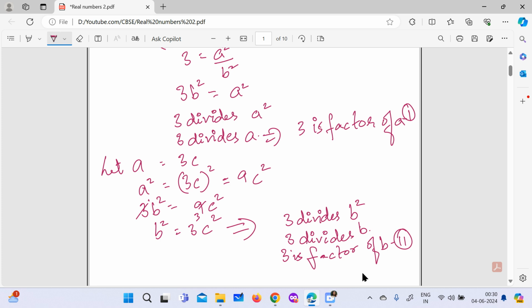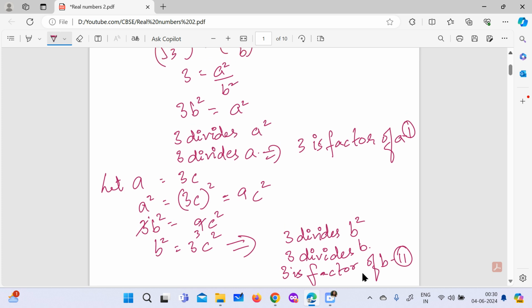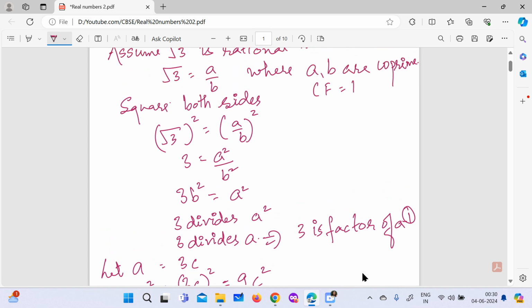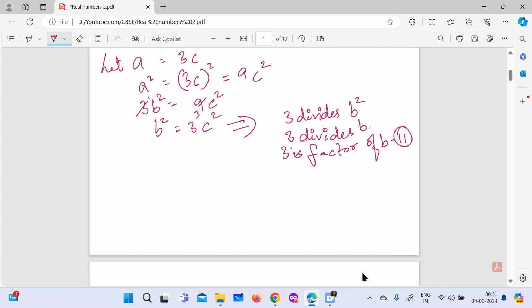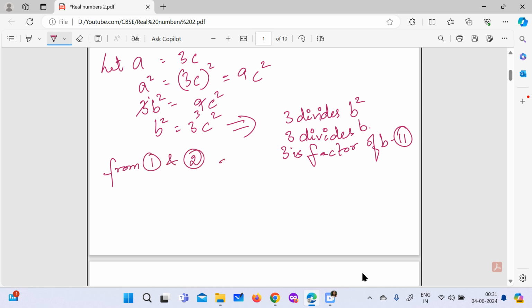See, now we got 3 as factor of a and 3 as factor of b. But what we have assumed? We have assumed that a and b are co-prime because root 3 is a rational number. So co-prime means they should not have any common factor other than 1. But here we got 3 as the common factor. So from 1 and 2, 3 is common factor of a and b.